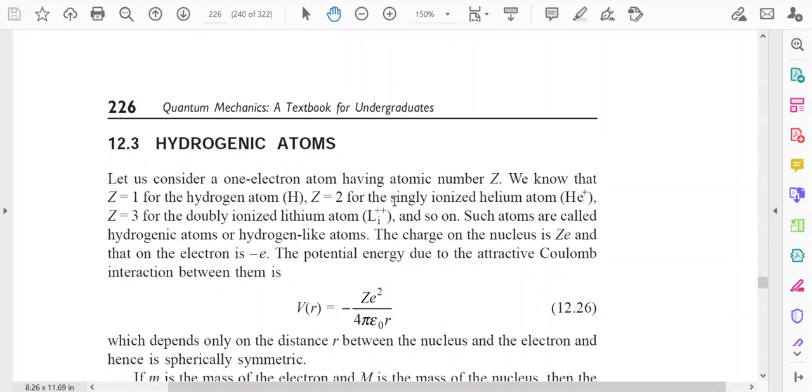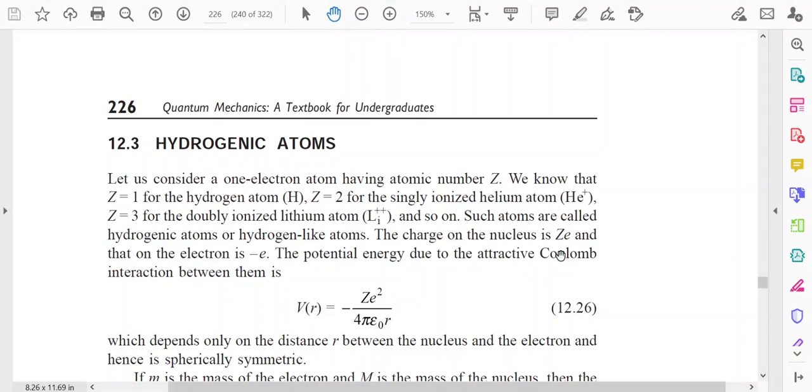Z is equal to 2 for singly ionized helium atom, that is He plus. So for He plus, this is also a 1 electron atom, but in this case the value of Z is 2. Similarly, if we consider the lithium ion, that is Li double plus, in that case Z is equal to 3, but it is a 1 electron system. Such atoms are called hydrogenic atoms or hydrogen-like atoms.